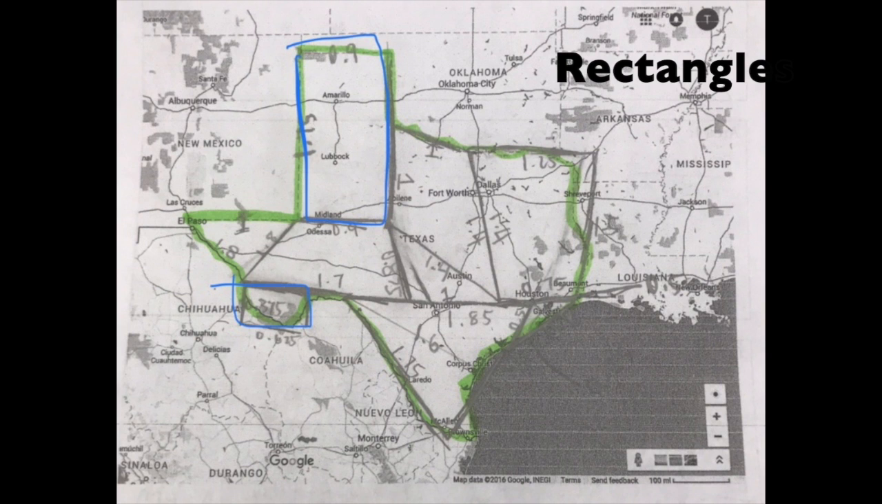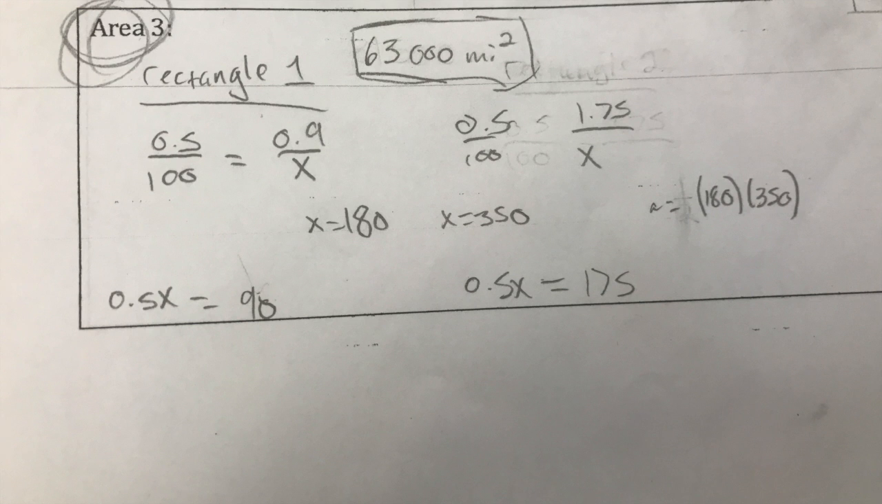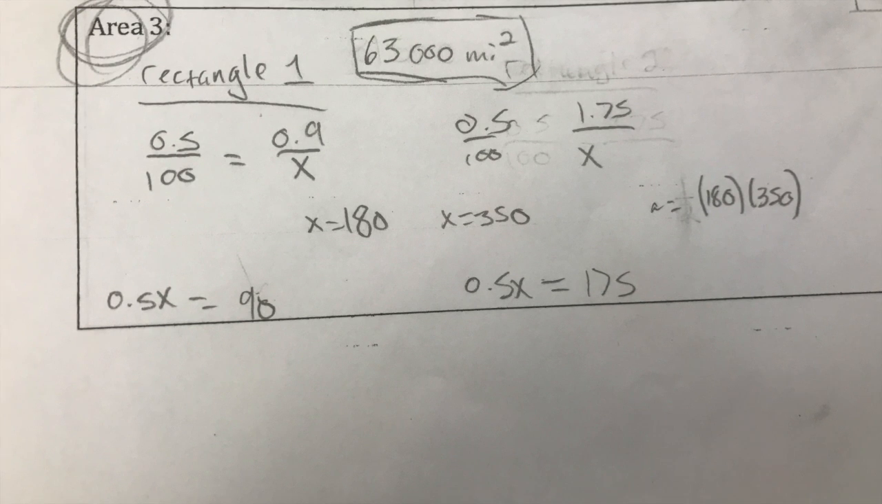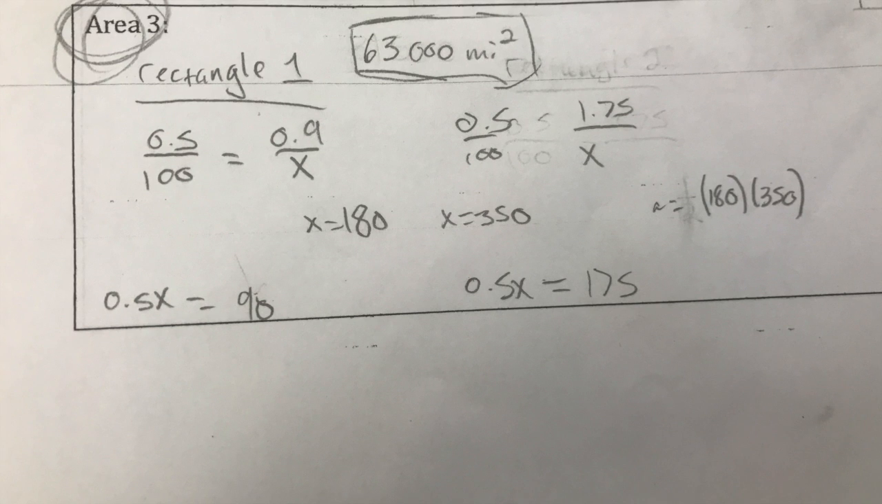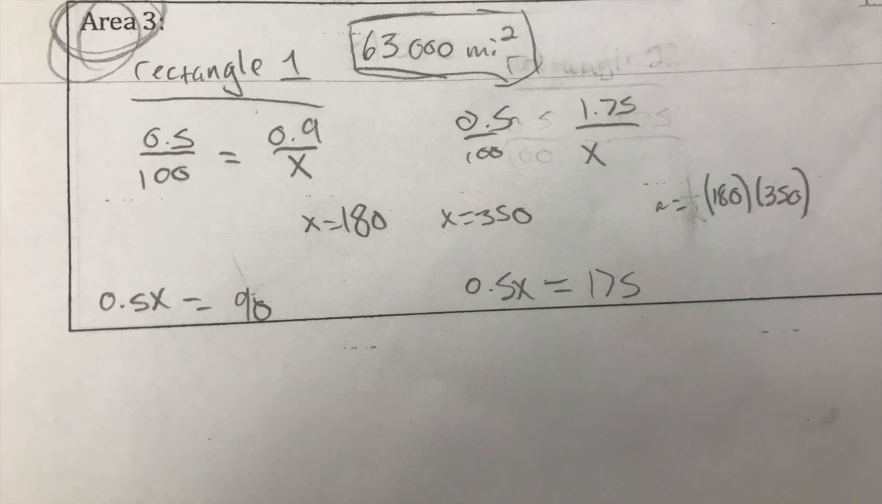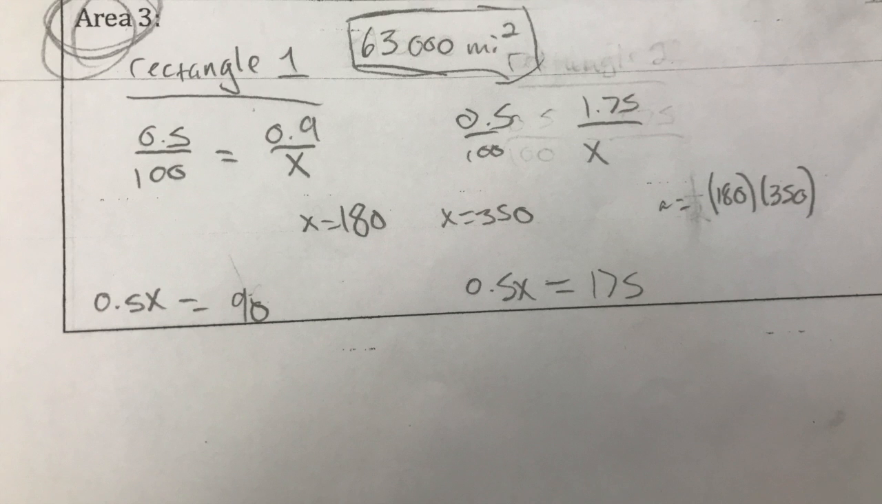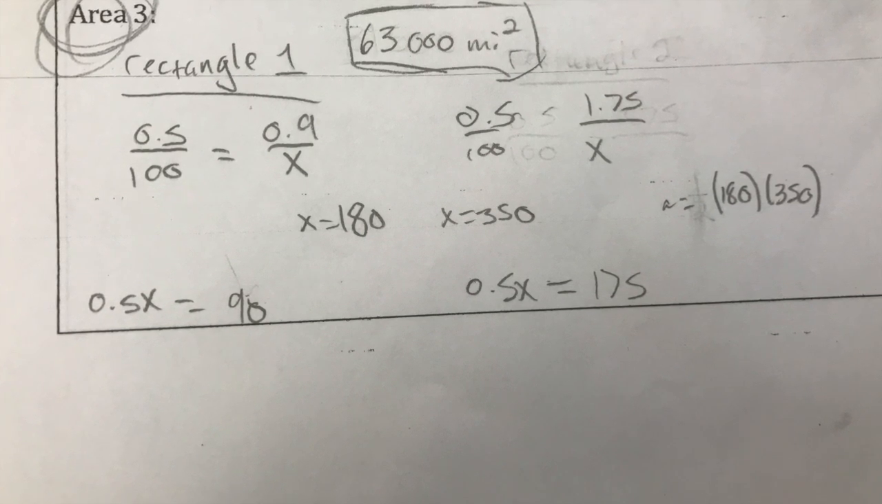To find the area of a rectangle, I had to set up the proportion 1/2 over 100 equals 0.9 over x, where 0.9 is the base of the triangle in inches. After I cross-multiplied and solved for x, I found out that the base of the triangle is 180 in miles.